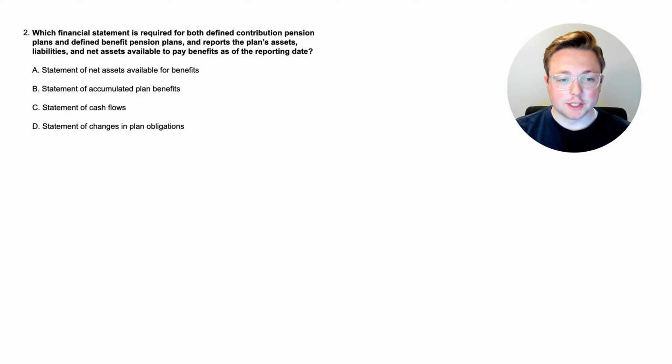All right, here we are at question 2. Which financial statement is required for both defined contribution pension plans and defined benefit pension plans and reports the plan's assets, liabilities, and net assets available to pay benefits as of the reporting date? So it sounds like we're talking about another statement that is required for both of them. Is it the statement of net assets available for benefits? Is it the statement of accumulated plan benefits? Is it the statement of cash flows, or the statement of changes in plan obligations? We've covered one of the statements that's required for both; in this question, we're going over another. If you know, or have a guess, that's great. Maybe pause the video and try to go through this. If not, that's okay. We'll look at the explanation together.